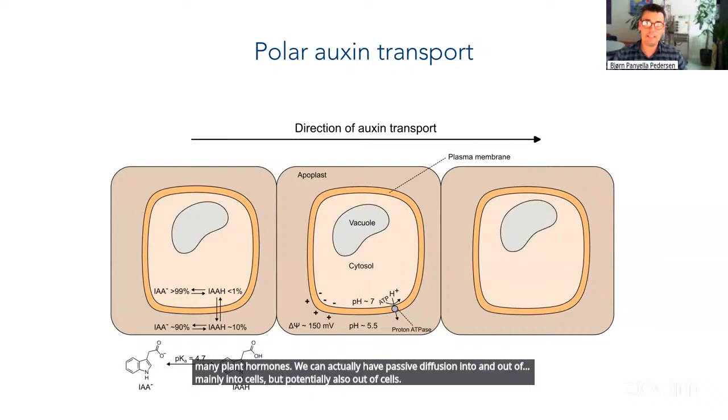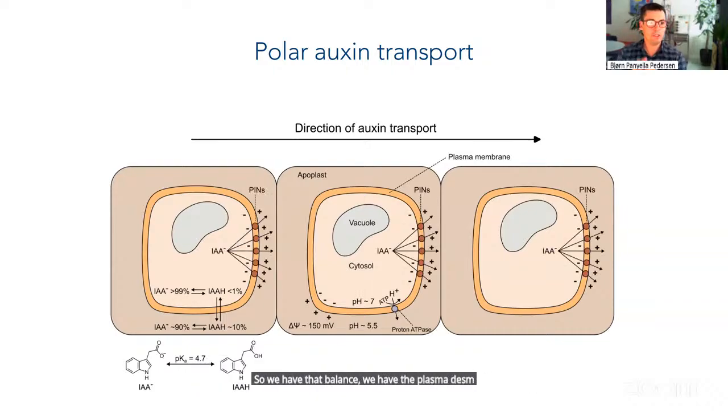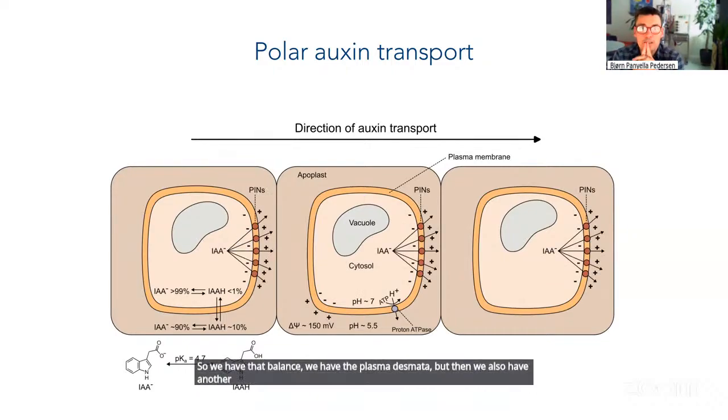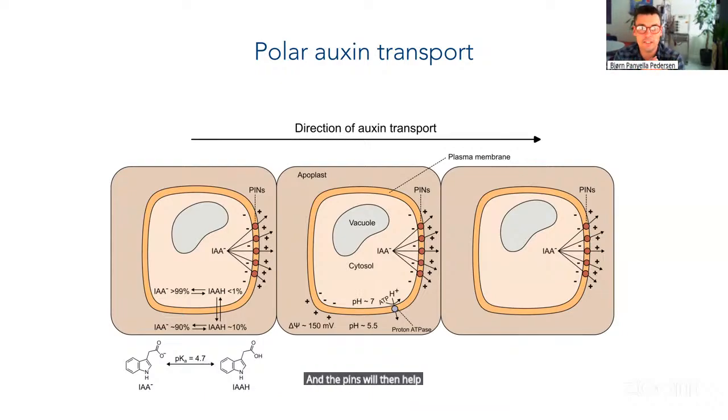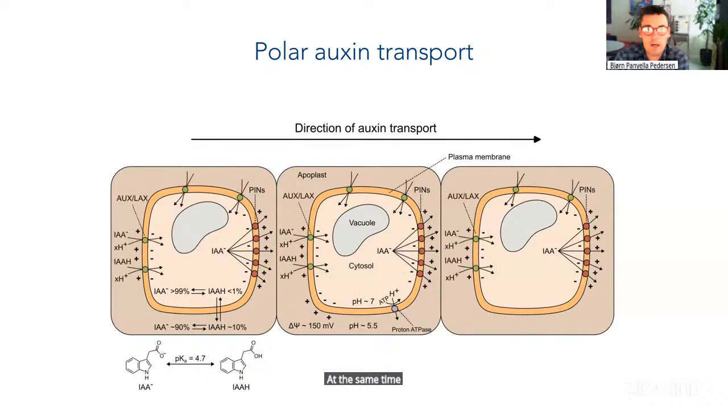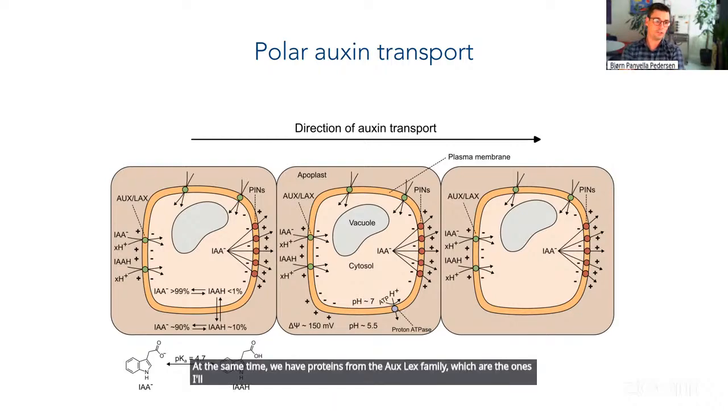So we have that balance, we have the plasmodesmata, but then we also have another class of auxin transporters, which are known as the PINs. The PINs are special because they work on the polar side of the cell, so they're only located on one side of the cell, and the PINs will then help to generate this direction of auxin transport. At the same time, we have proteins from the AUX/LAX family, which are the ones I'll talk about in the rest of the talk, which are also responsible for moving auxin into the cell.